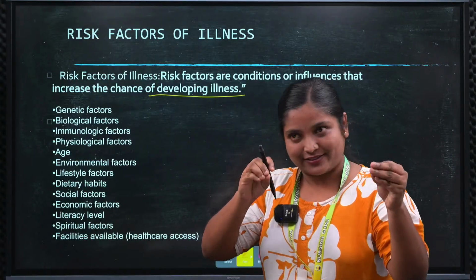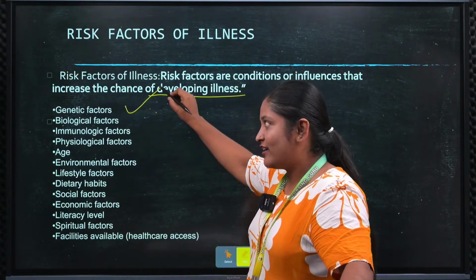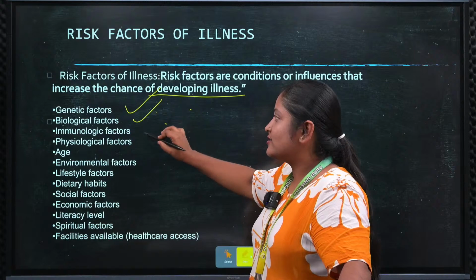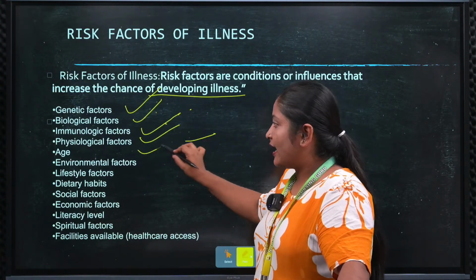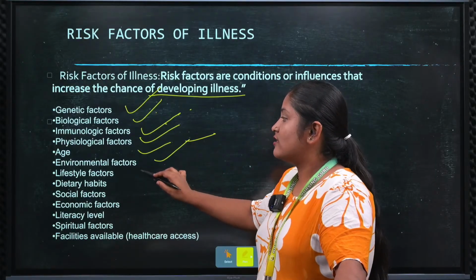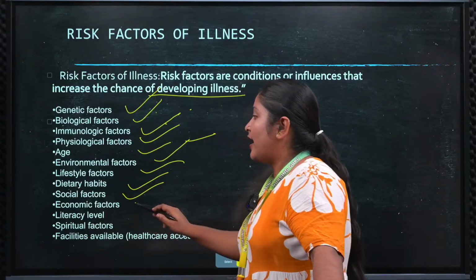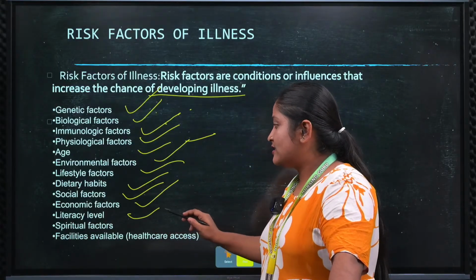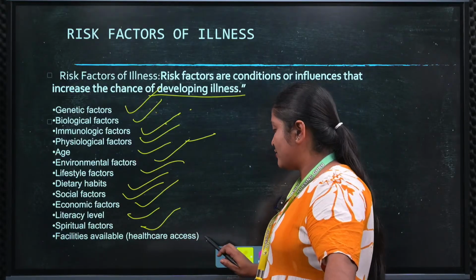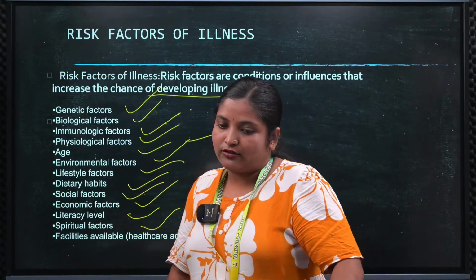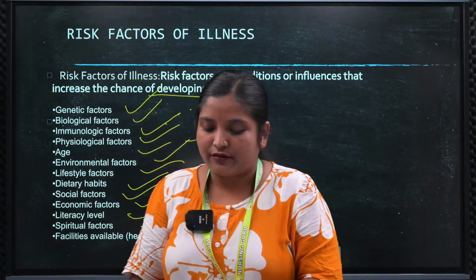The risk factors are genetic factors, biological factors, immunologic factors, physiologic factors, age, environmental factors, lifestyle, dietary habits, social factors, economic, literacy level, spiritual factors, and facilities available. Okay, which means the healthcare sector, healthcare access and availability. So one by one we can see.